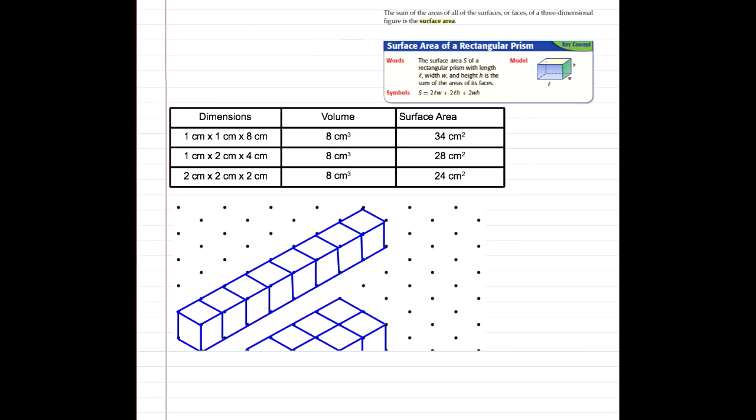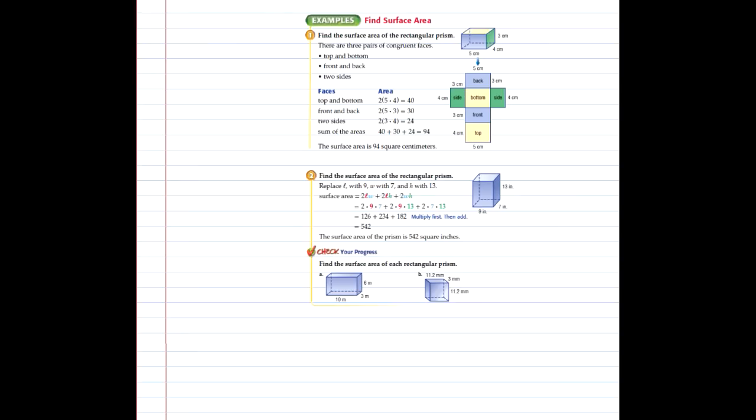Find the surface area of the rectangular prism. In this case, it's top, bottom, front, back, and then the two sides. And you can see they've drawn this out as a two-dimensional figure in what we call a net. So our top and bottom are 5 by 4. We have 2 of those. Our front and back are 5 by 3. We have 2 of those. Our sides are 3 by 4. We have 2 of those. So we have 40 plus 30 plus 24, our surface area of 94 square centimeters in this case.